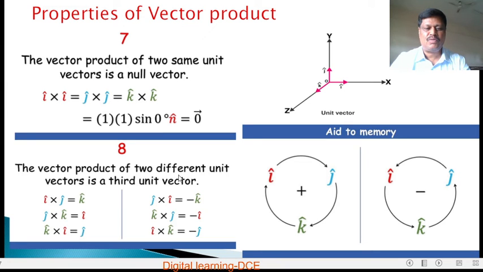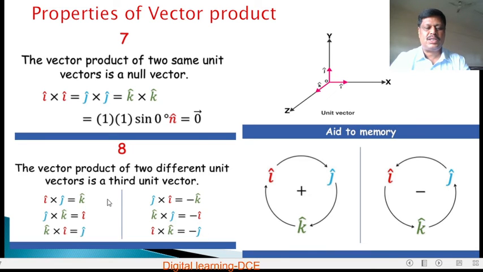The vector product of two different unit vectors is a third unit vector. That is, i cross j is equal to k, j cross k is equal to i, k cross i is equal to j. But j cross i is equal to minus k, k cross j is equal to minus i, and i cross k is equal to minus j.